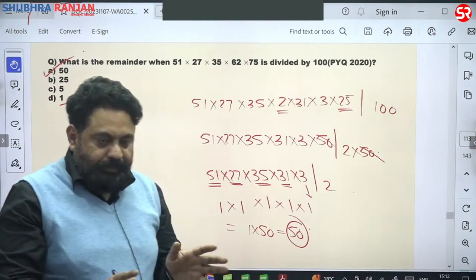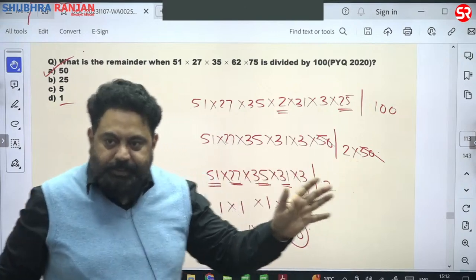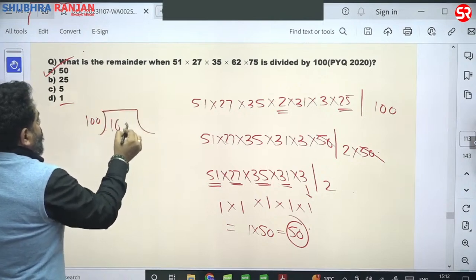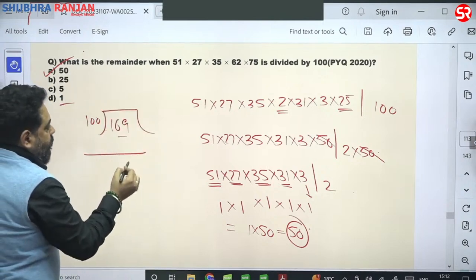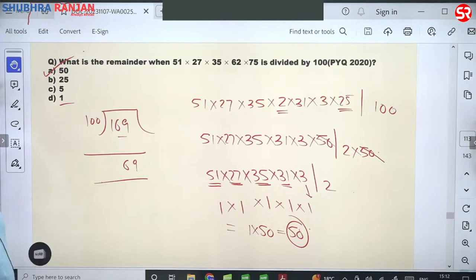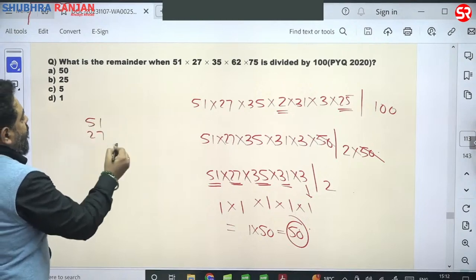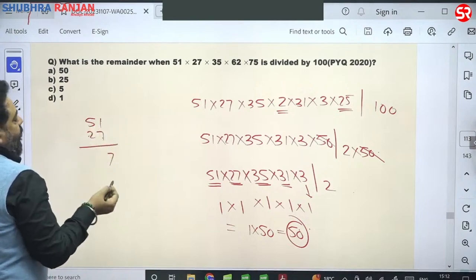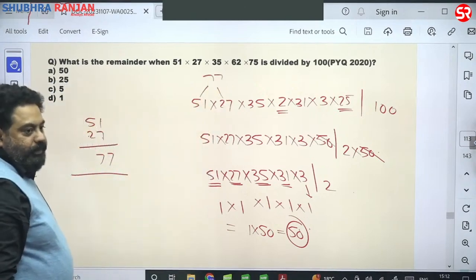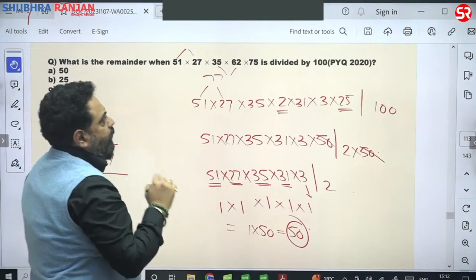Listen to me, all of you. When you divide a number by 100, all of you, please pay attention, what is the remainder? The last 2 digits. So you should have gone like this. You should have found the last 2 digits, right? So 51 into 27, last 2 digits, 77. So these two give you 77 as remainder. These two give you what as remainder, and this gives you what as remainder.